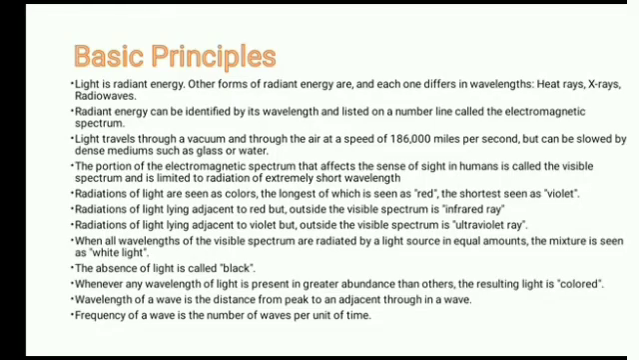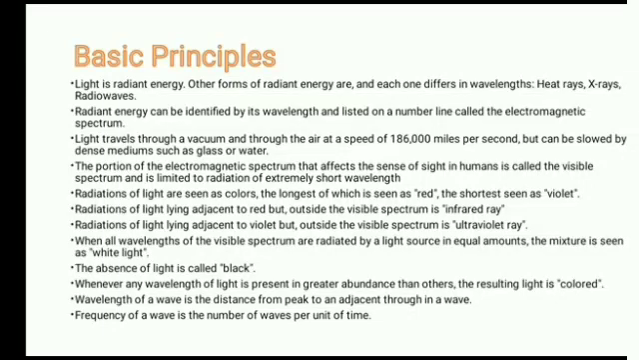Radiant energy can be identified by its wavelength and listed on a number line called the electromagnetic spectrum. Light travels through a vacuum and through the air at a speed of 186,000 miles per second but can be slowed by a dense medium such as glass or water.